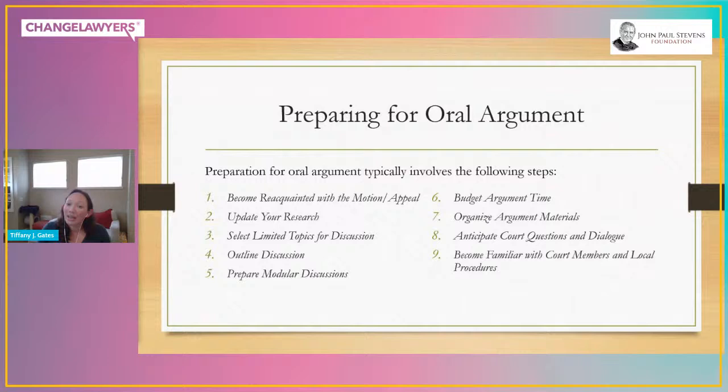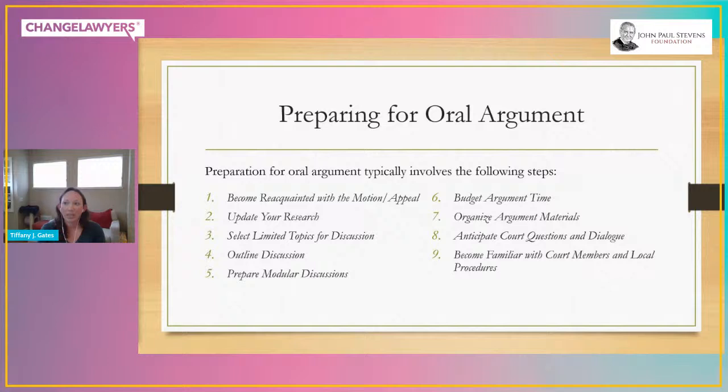And then lastly, the final step on this slide is to become familiar with court members and local procedures. And this is a really simple step, to be honest. It really just involves doing a little bit of Googling before the argument. Hopefully you'll know the name of your judge or justices by then, so you can just look them up, get a sense of who they are, how long they have been on the bench, what they did before they were judges, and things like that. When were they appointed?